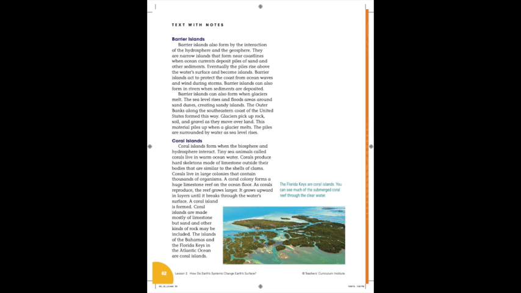Barrier islands can also form in rivers when sediments are deposited. Barrier islands can also form when glaciers melt. The sea level rises and floods areas around sand dunes, creating sandy islands. The Outer Banks along the southeastern coast of the United States formed this way. Glaciers pick up rock, soil, and gravel as they move over land. This material piles up when a glacier melts. The piles are surrounded by water as sea level rises.